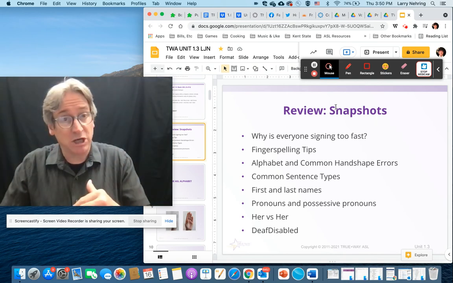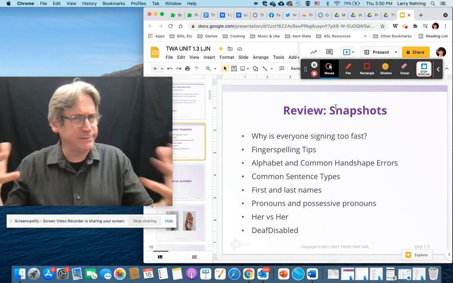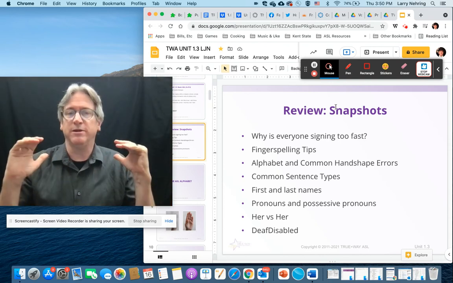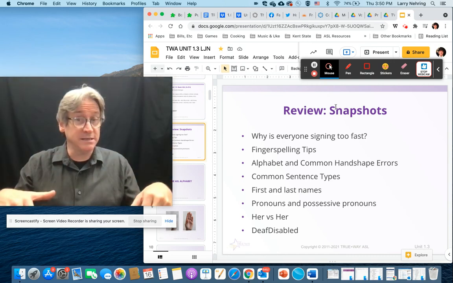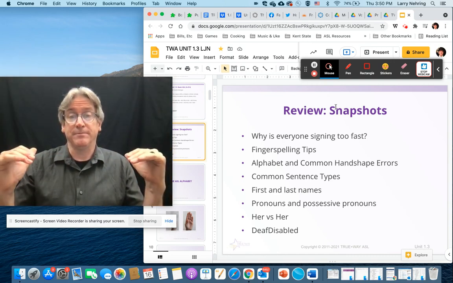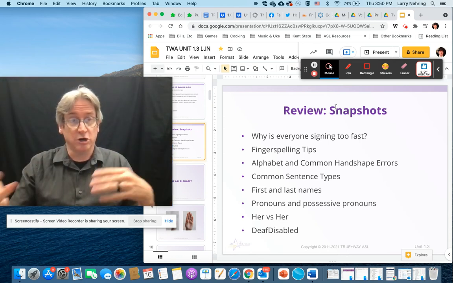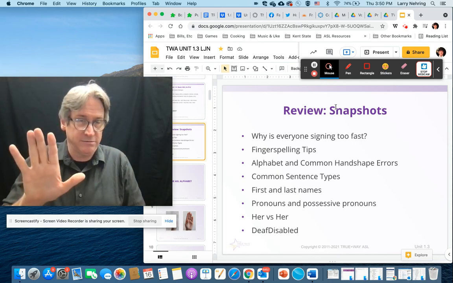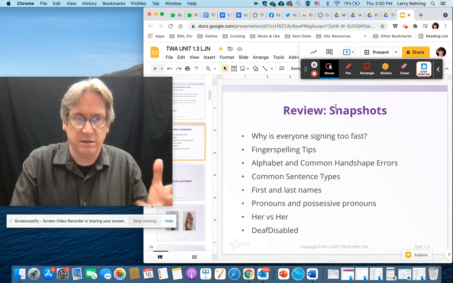So the snapshots, as they're listed in the modules, start with why is everybody signing so fast? And I've explained it, but watch the video and read the paragraph. Same thing with fingerspelling tips, corrections, common hand shape errors, common sentence types, first and last names, pronouns, possessive pronouns, her versus her. Now, that's the one where it's the difference between and this. And I'll explain that, and there'll be some pictures in the slideshow. And then the essay on deaf disabled.